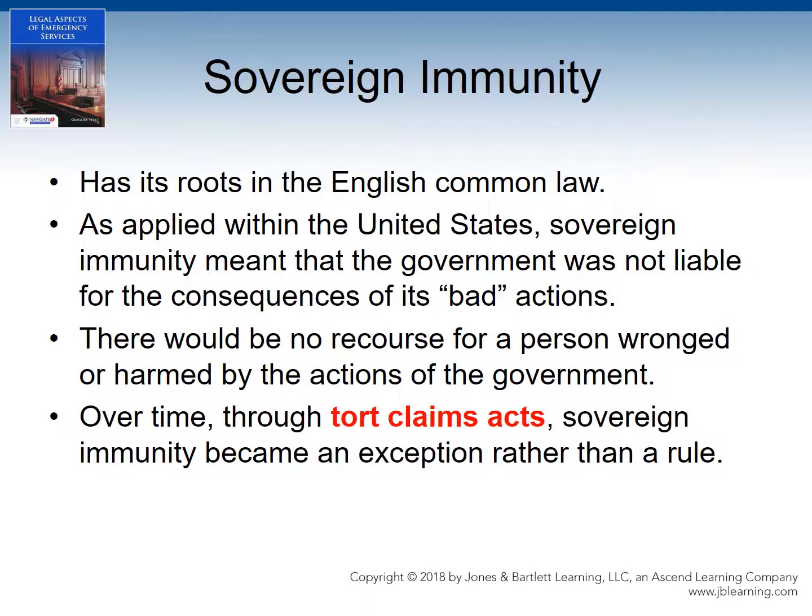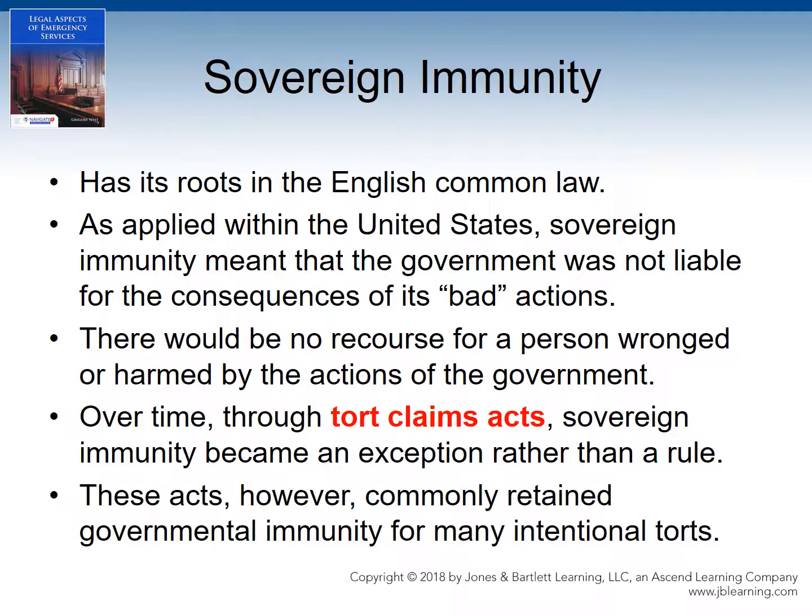Over time, however, public sentiment changed and tort claims acts were passed by the federal government as well as by the states that allowed private parties to sue the government for injuries suffered due to government action. Sovereign immunities slowly became the exception rather than the rule as a result of these acts, and all states, along with the federal government, have tort claims acts in place that allow lawsuits against the government given specific circumstances. The Federal Tort Claims Act retained governmental immunity for intentional torts, and many states have similar provisions.